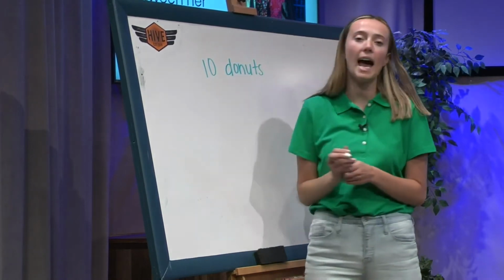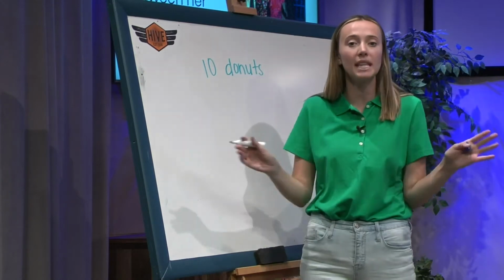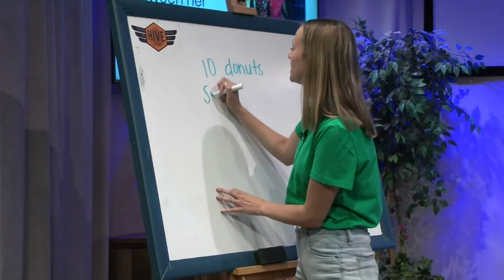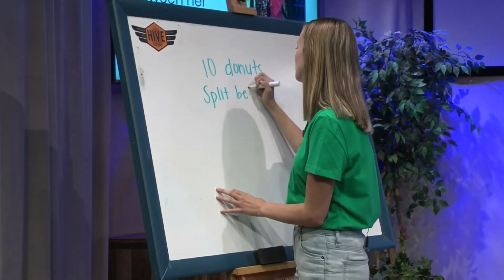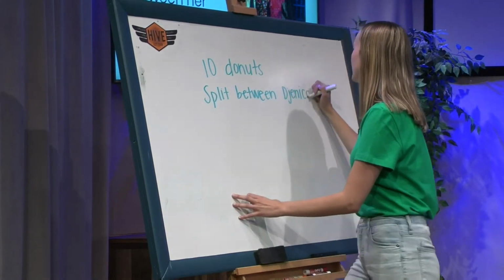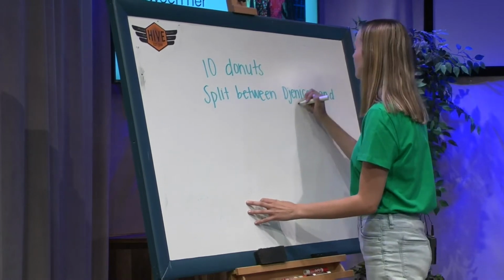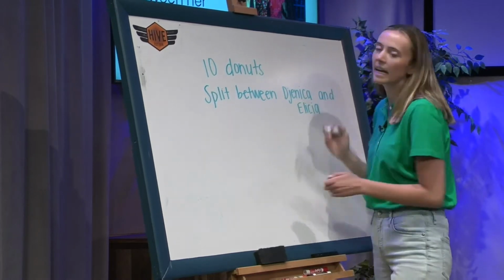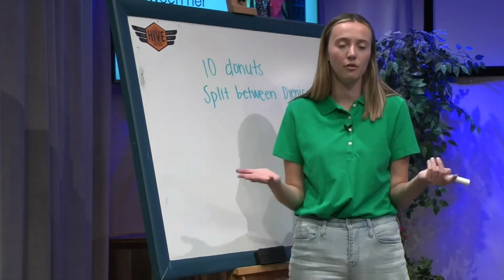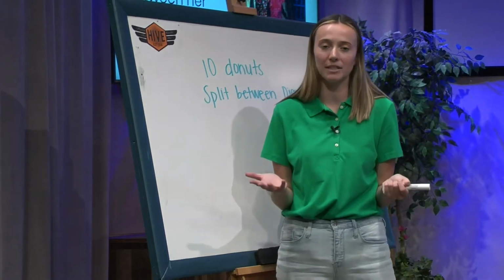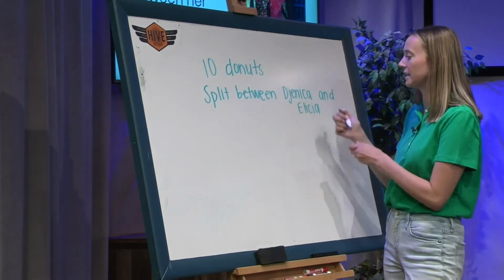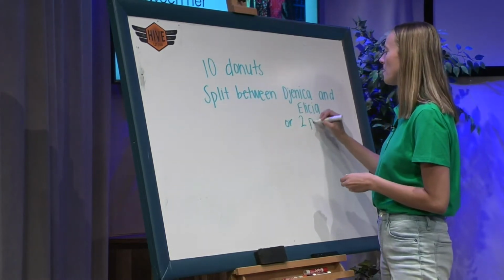And we have Jenica and Alicia who want to split them equally. Equally means they both get the same amount. So split between Jenica and Alicia. If you want to get out a piece of paper and pencil and do this with me, you're welcome to. And it might be helpful down the road if you do have a pencil and piece of paper. So we have 10 donuts split between Jenica and Alicia, or 2 people.